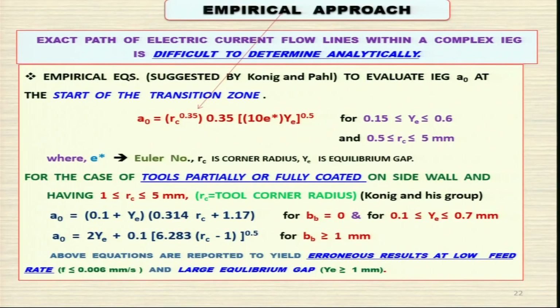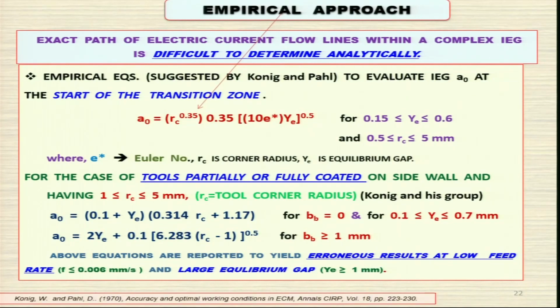Above equations are reported to yield erroneous results at low feed rate. Here feed rates are given. Here if feed rate is less than 0.006 millimeter per second and large equilibrium gap, if equilibrium gap is greater than 1 millimeter, then these equations do not give satisfactory results.